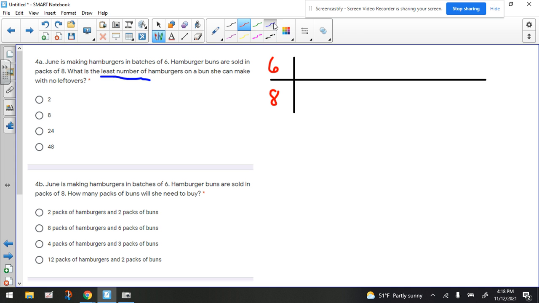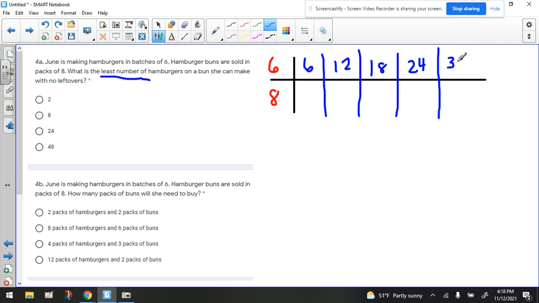So 6 times 1 would be 6. 6 times 2 would be 12. 6 times 3 would be 18. 6 times 4 would be 24. 6 times 5 would be 30. 6 times 6 would be 36.